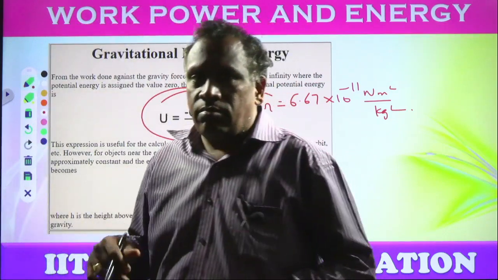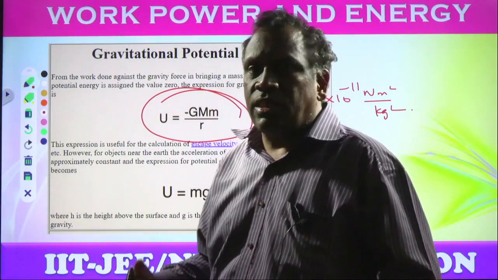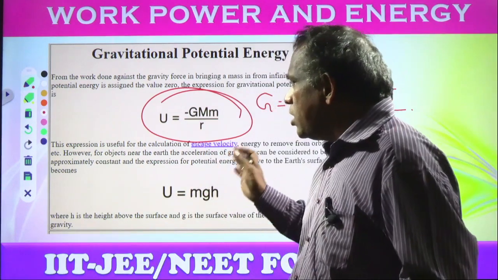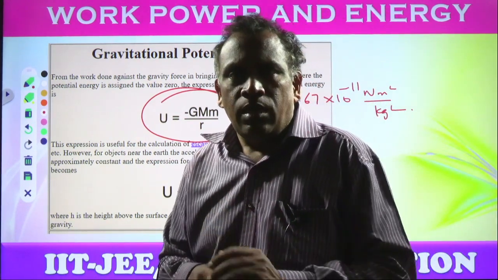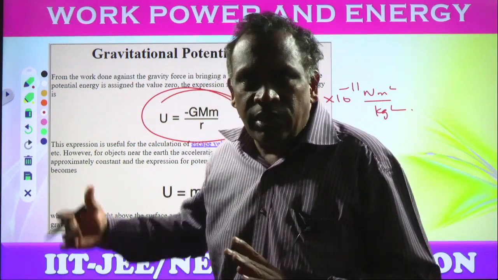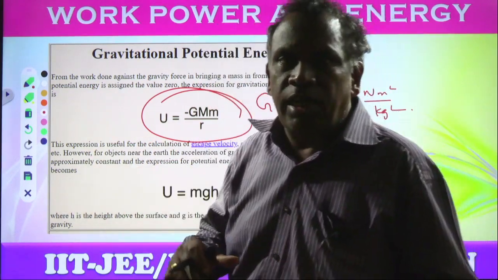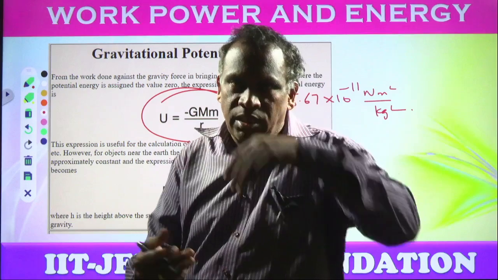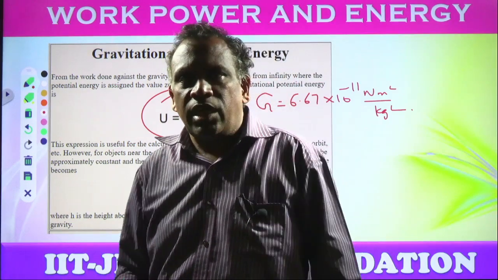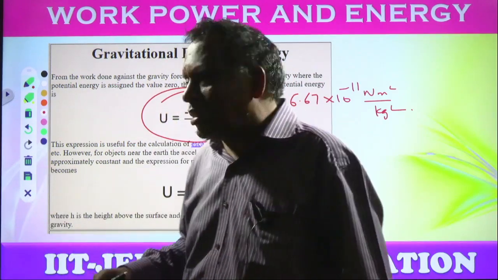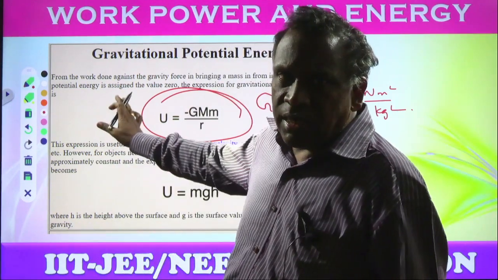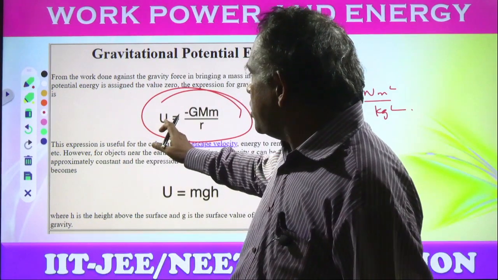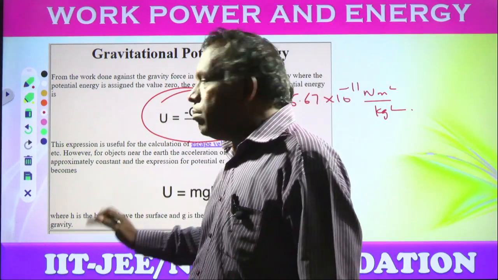This gravitational potential energy is also used when you are deriving the escape velocity. For escape velocity, we equate this gravitational potential energy with the kinetic energy, and by using that you will derive the escape velocity. So just remember the gravitational potential energy, minus G M m by R.